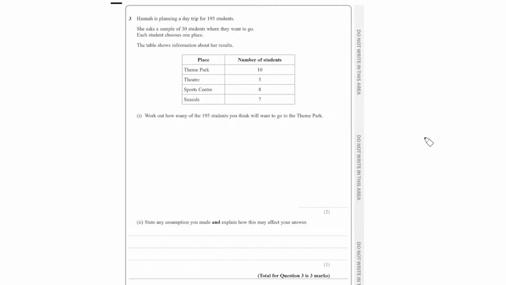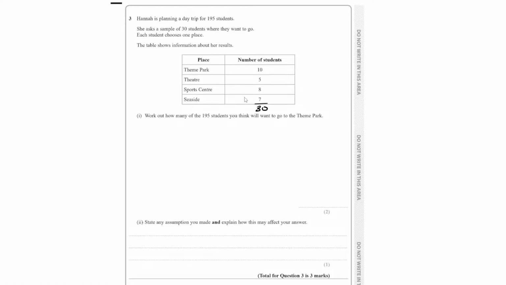Okay, question 3. Hannah is planning a day trip for 195 students. She asks a sample of 30 students where they want to go. Each student chooses one place. The table shows information about her results. You can see we've got places: theme park, theatre, sports centre, seaside. Then the number of students for each. So that's our 30 students there. Work out how many of the 195 students you think will want to go to the theme park.